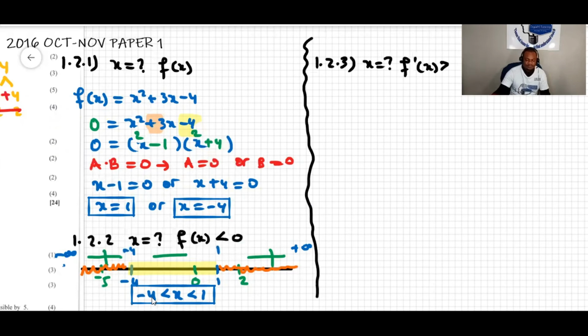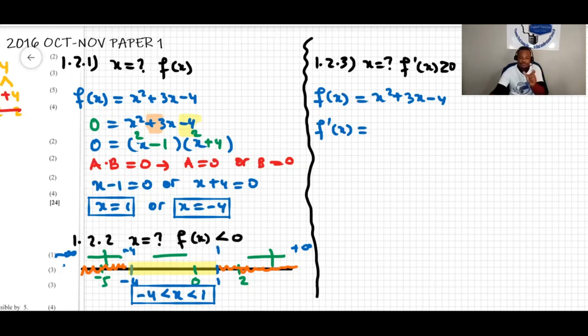0. Now, first of all, we have f of x, which was equal to x squared plus 3x minus 4. Now, if we need to find f prime of x, meaning the derivative of this function, we're going to differentiate each term of this function. So it's going to be x squared derivative plus 3x derivative minus 4 derivative.